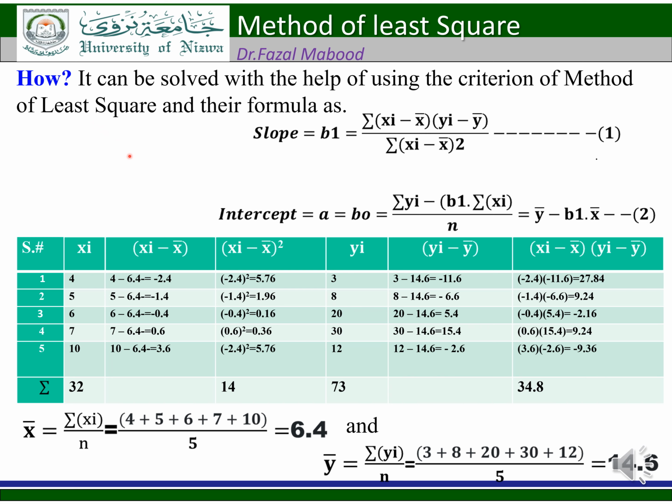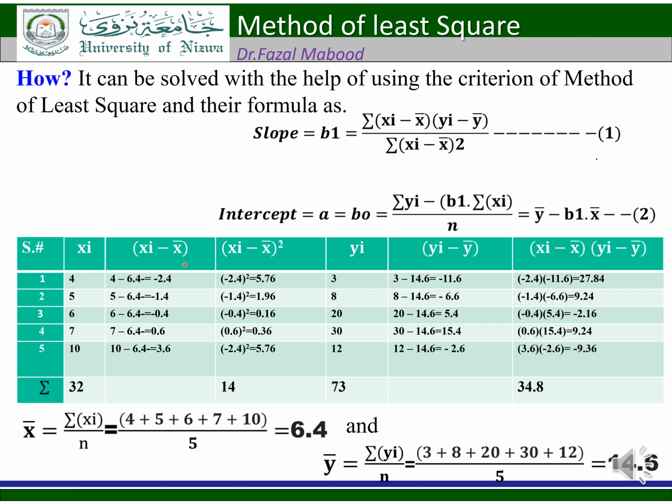In order to find the line of best fit, we need to use those formulas. One was for the slope, that is b1, and here we have these terms. For intercept we have b0, and we have these terms. In order to calculate these terms, we are taking help from this table. In this table, xi is the individual independent variable: for x1 it is 4, for x2 it is 5, then 6, 7, and 10, and for y, 3, 8, 20, 30, and 12.